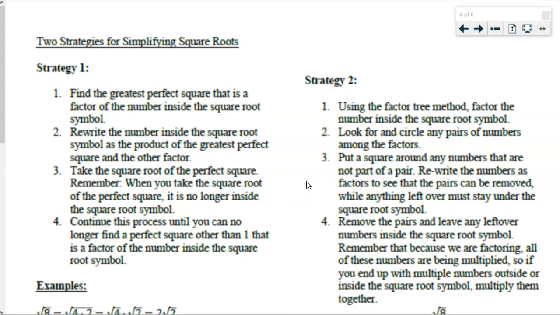So there are 2 different methods, 2 strategies that we can use to simplify square roots. I will show you both. You can decide whichever one you like better. Strategy 1 deals with finding a perfect square. So let's make sure we understand what a perfect square is.